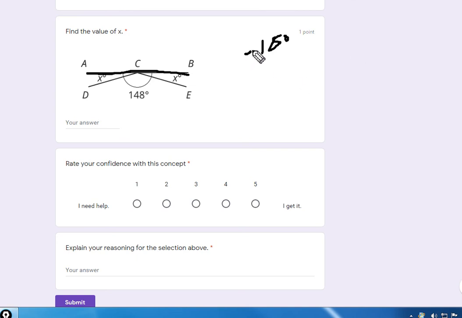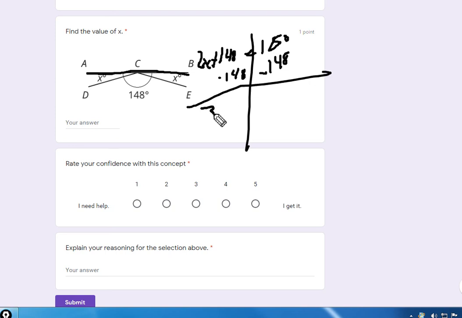Okay, same concept. I have 2x plus 148. Draw your line. 148, got to get rid of it. And then get rid of 148 again. It's going to leave us with 2x, not 3x, 2x. And we have 180 minus 148 equals 32, which is divide by 2, divide by 2. X is going to equal 16.